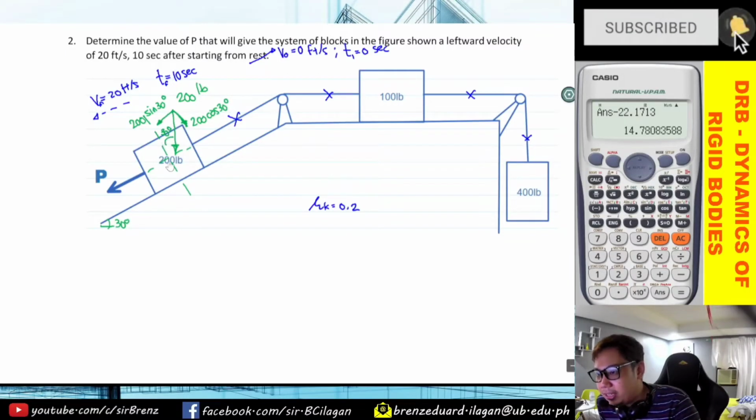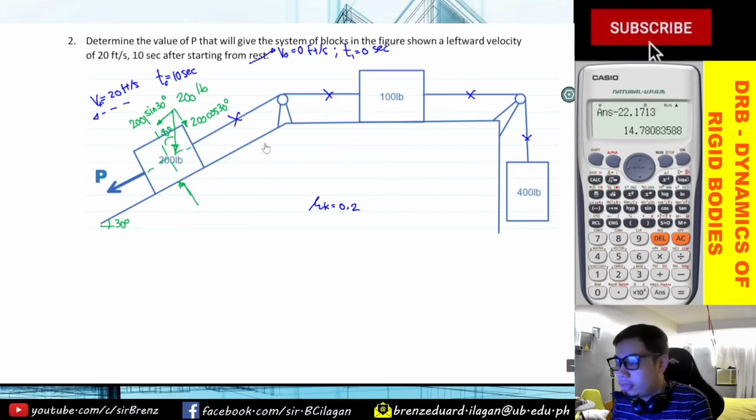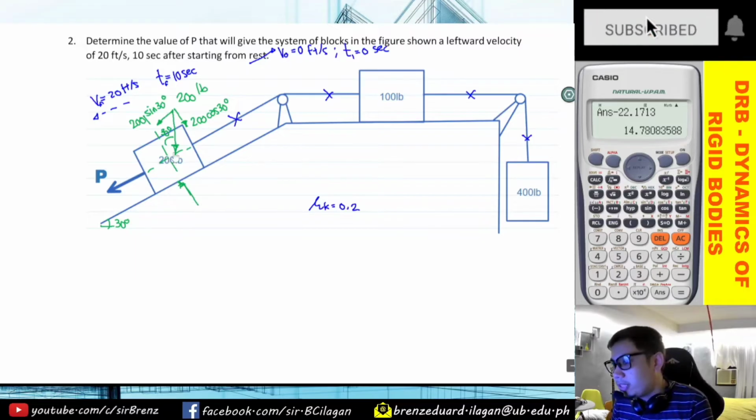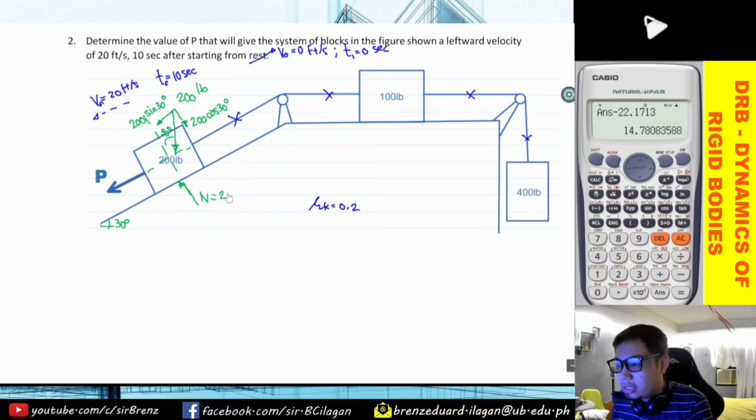We need that to find the normal force. Okay guys, so by inspection alone, we could say that when we take the summation of forces in Y, N is just equal to the Y component of the 200 pound weight with respect to the inclined surface. So that is 200 cosine 30.